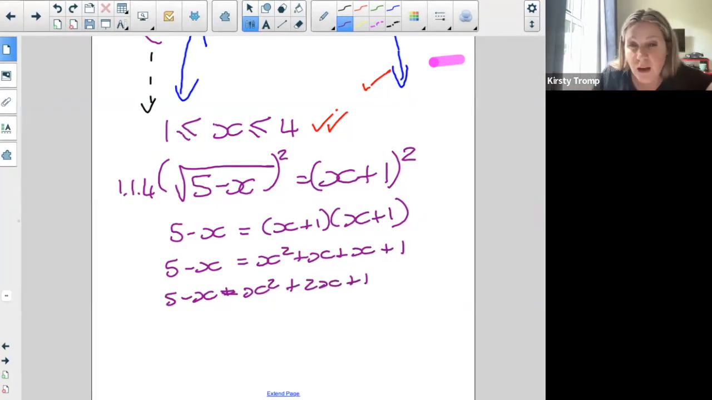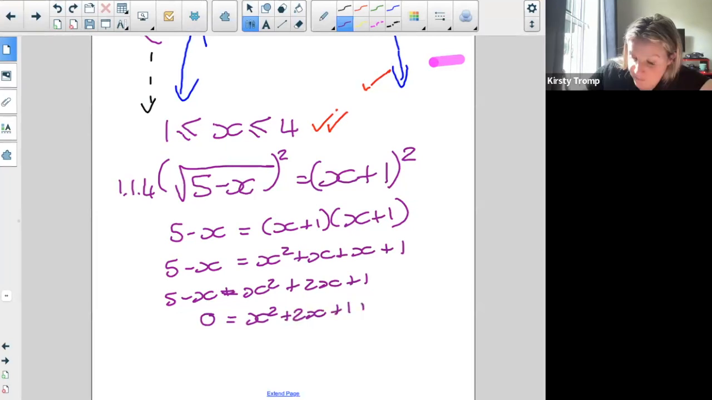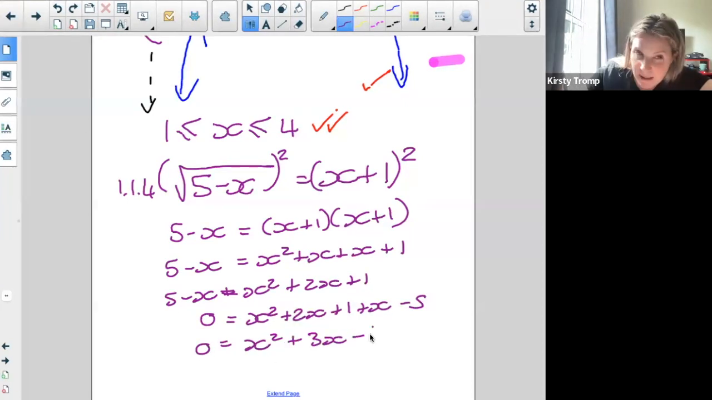Now we're down to x squared, which means that normally I could have numbers on one side and letters on the other, but because I've got an x squared, I want everything on one side, all equal to 0. I don't like working with negative x squared, so I'm going to take everything over to where x squared is positive. So 0 equals x squared plus 2x plus 1 plus x minus 5. 0 equals x squared plus 3x minus 4.